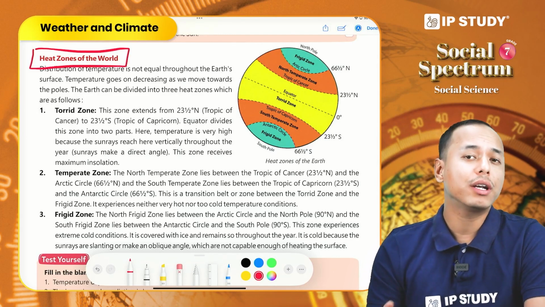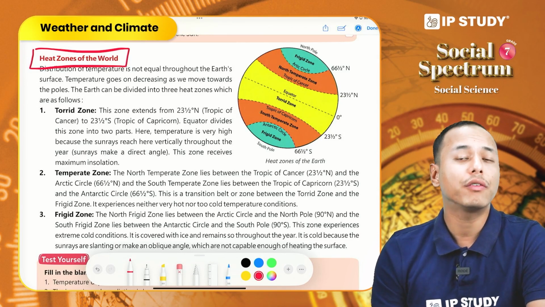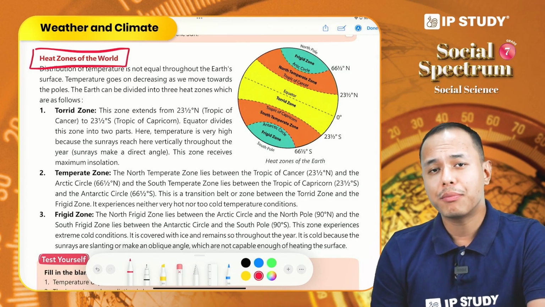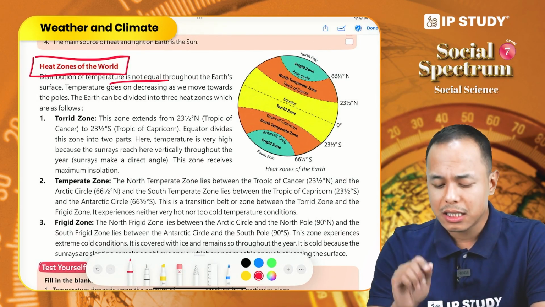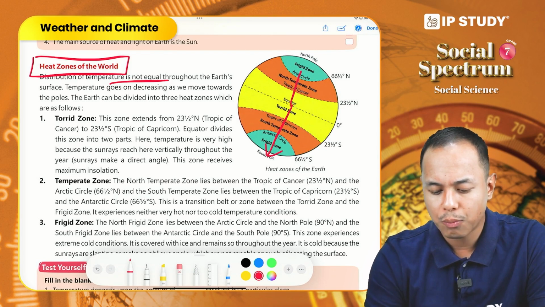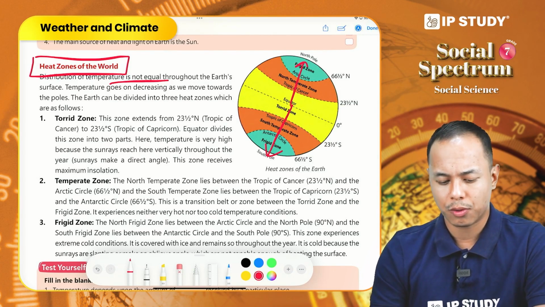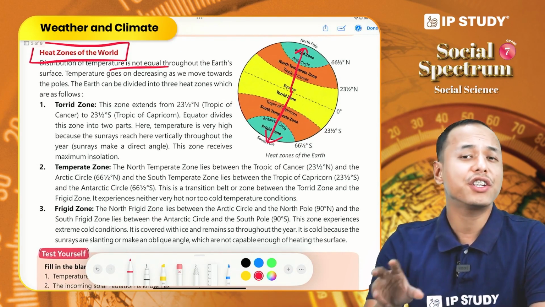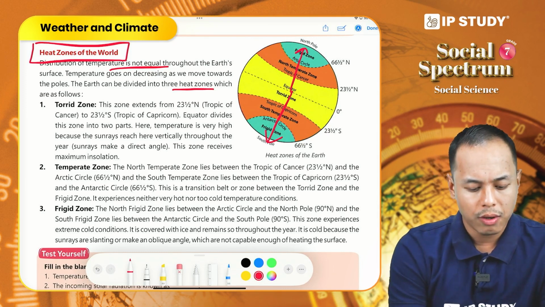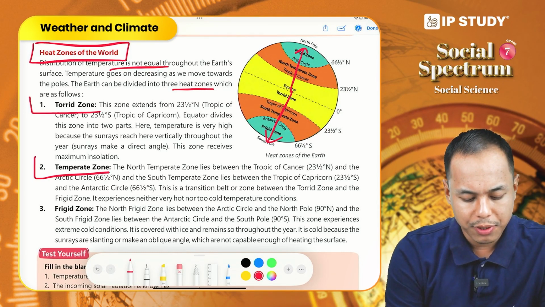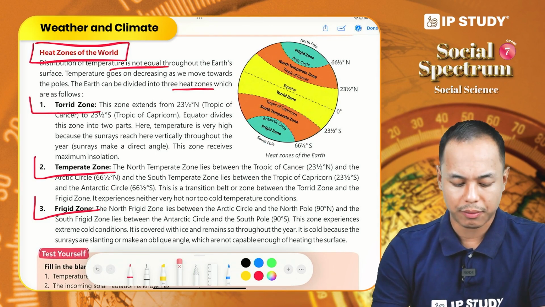So now let us discuss the heat zones of the world. As we have already discussed, the temperature is not equally distributed on the earth. Different regions have different temperatures, and this temperature goes on decreasing from the equator towards the poles, or from the lower latitudes to the higher latitudes. Depending on this variation in temperature, there are three different heat zones in the world. Firstly the torrid zone, secondly the temperate zone, and lastly the frigid zone.